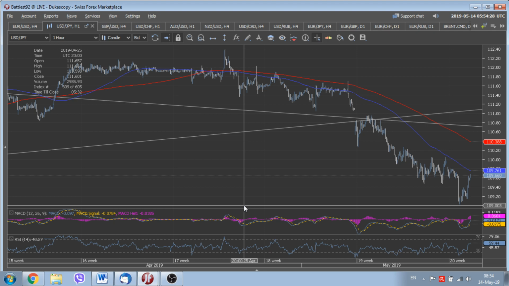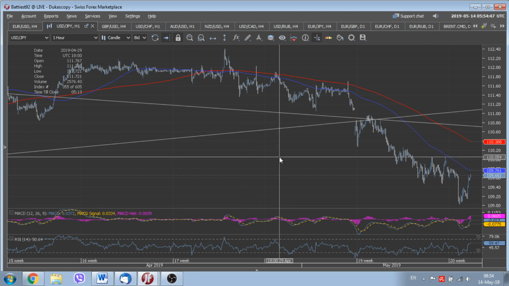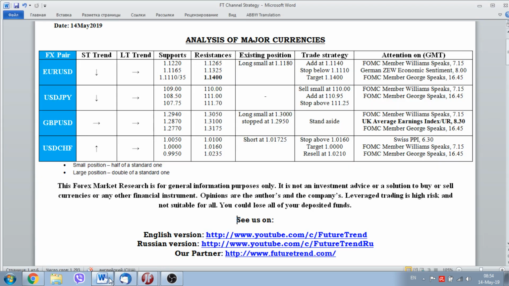But to say the truth, the situation is not so reliable for the reversal of the dollar yen right now. And that's why we suggest that any kind of pullbacks to the level of 110 should give you an opportunity to enter short positions. And that's why, by the way, as you could see, we are ready to sell the dollar yen at 110, and we are ready to add to the position at 110.95 with a stop at 111.25.